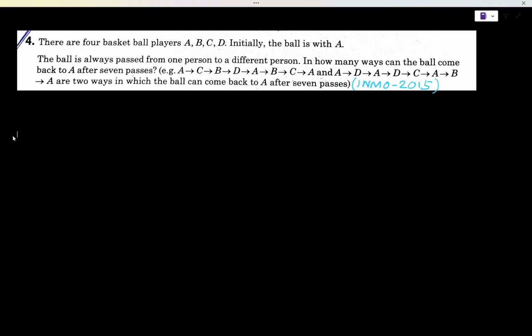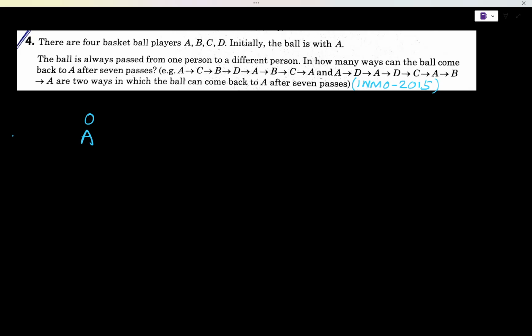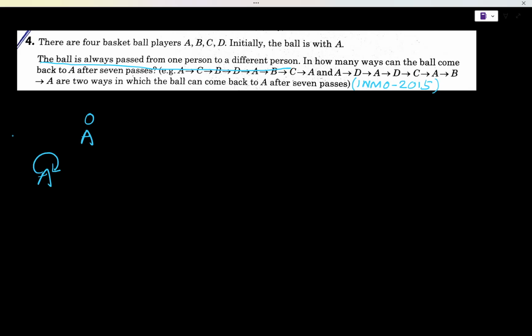Now to begin with, let's give a brief reading of the problem. They are saying that there are 4 basketball players A, B, C, D, and initially A has a ball. So we have A here, A has the ball, and the ball is always passed from one person to a different person. So self passes are not allowed. So this line basically means that self passes are not allowed. A cannot pass the ball back to himself. In how many ways can the ball come back to A after 7 passes?